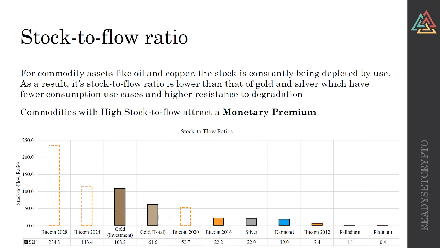So you can see that in the 2020 halving, Bitcoin is now starting to approach gold. And there's two markers for gold there, one being gold total, which is the total supply of gold, presuming that it all doesn't degrade.